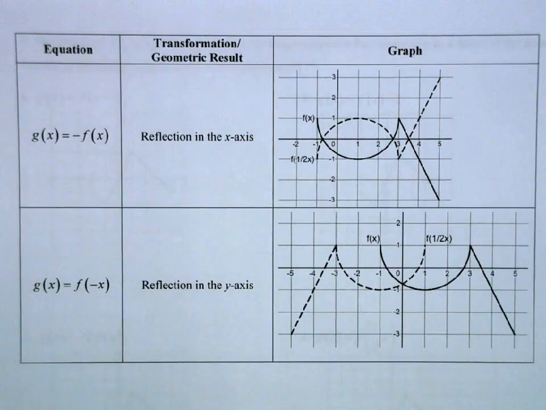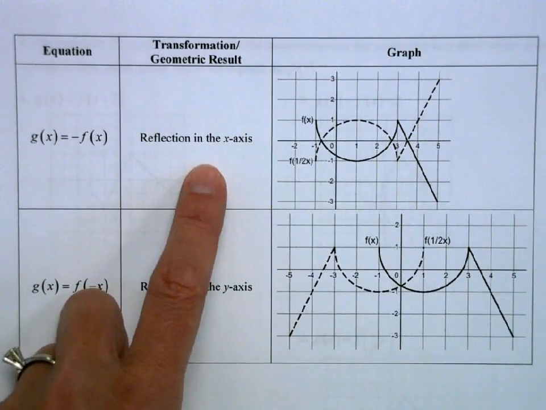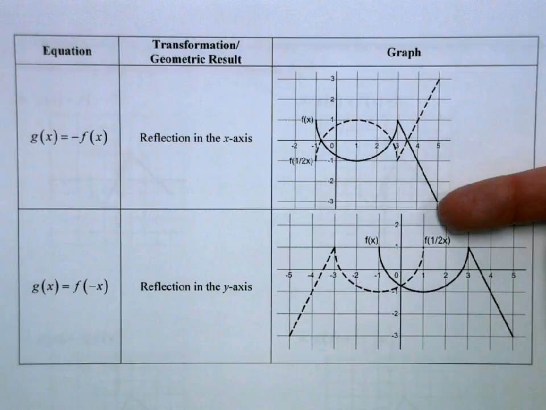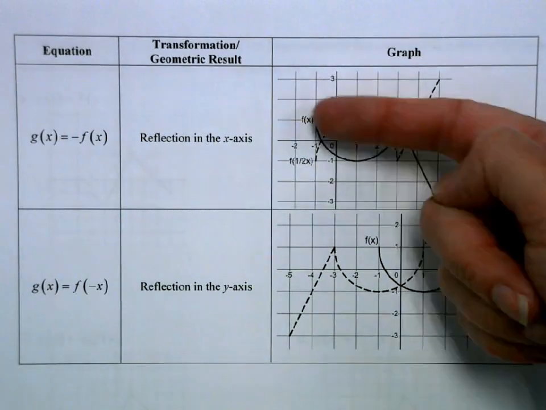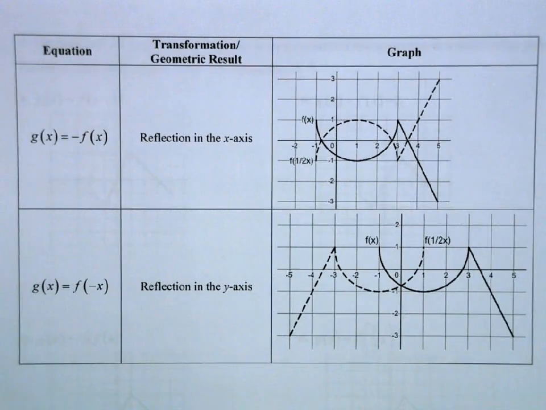Okay, next are my reflections. If we have the opposite of f of x, it's going to be reflected in the x-axis. So the whole thing, if we had a y value that was positive, is going to become negative. If we have a negative, it's going to become positive. The whole thing just gets flipped upside down.